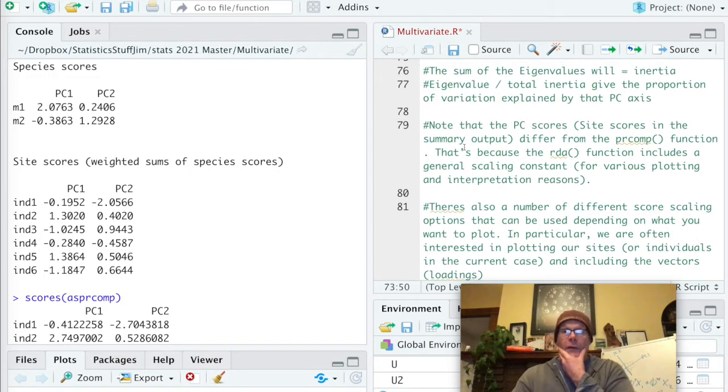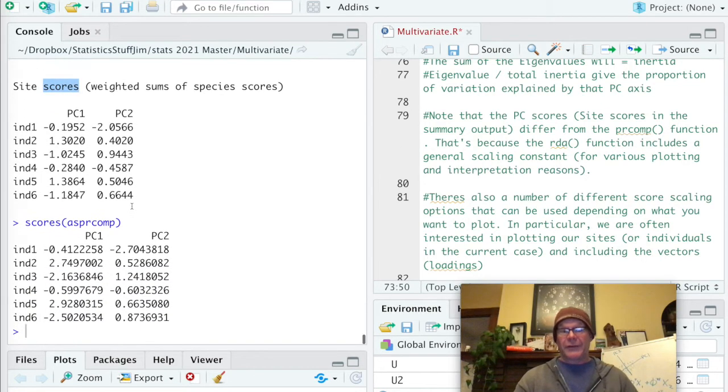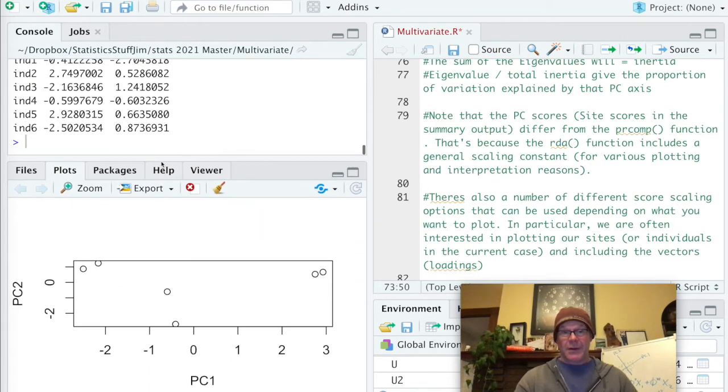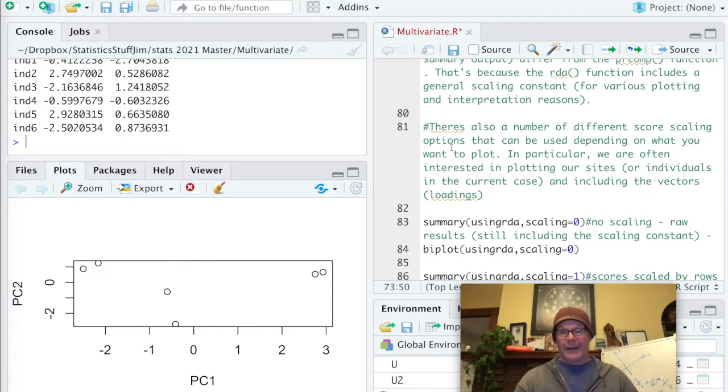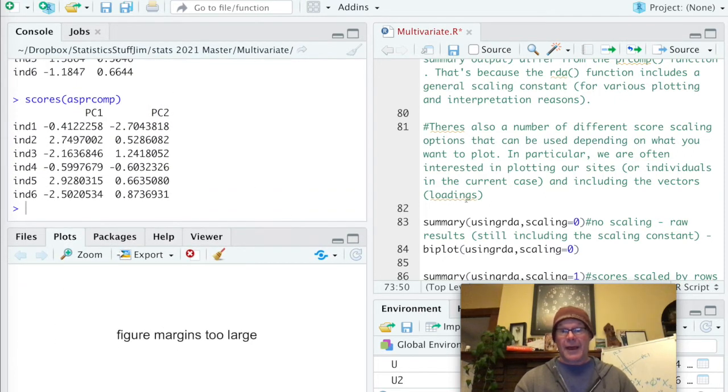And further, there are a number of different types of scalings that you can do on the scores depending on what you want your plots to look like. And so what do we mean by that? Seems like a good thing to ask.